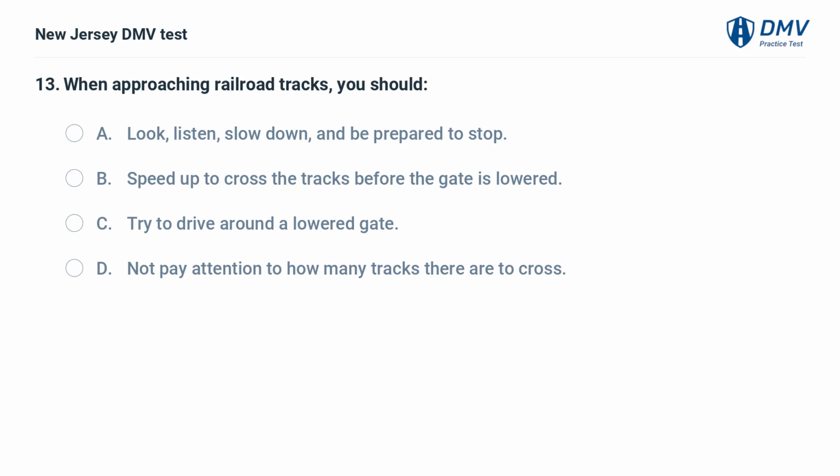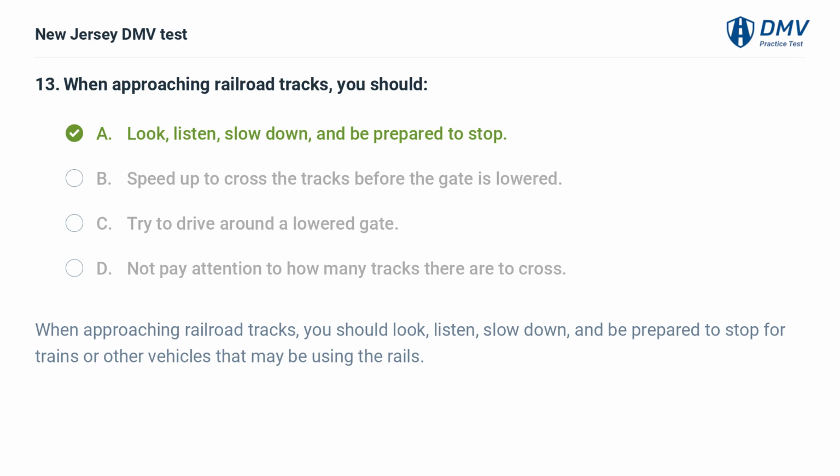When approaching railroad tracks, you should: A. Look, listen, slow down, and be prepared to stop. B. Speed up to cross the tracks before the gate is lowered. C. Try to drive around a lowered gate. D. Not pay attention to how many tracks there are to cross.